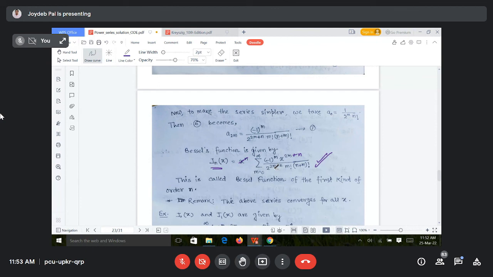Summation m from 0 to infinity, (-1)^m x^(2m+n) divided by 2^(2m+n) m! (n+m)!. It is actually simpler than Legendre's polynomial form, isn't it? The general term is simpler than Legendre's polynomial. You remember it? Yes, sir. Just remind yourself, then you'll understand.